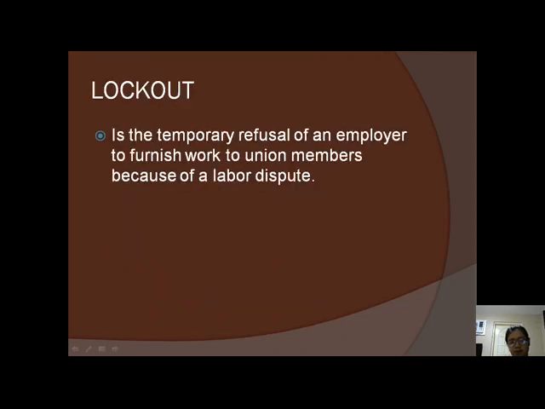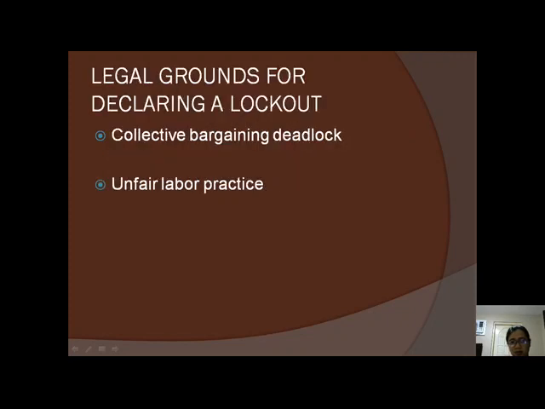So lockout is the temporary refusal of an employer to furnish work to union members because of a labor dispute. So the strike is from the employees. But if the employer temporarily suspends or refuses the workers or union members to work, it's called lockout. And the legal grounds for declaring a lockout are collective bargaining deadlock and of course ULP.